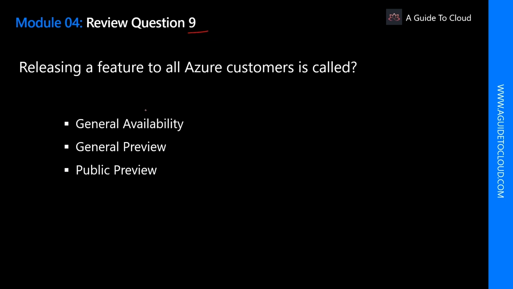Releasing a feature to all Azure customers is called, we just talked about it. Is it public preview? No, it's a preview feature for everyone to test. It's not a full-blown version. Is it called general preview? There is nothing called general preview in Azure. So the correct answer is general availability. General availability, or GA, is a feature released to all Azure customers.